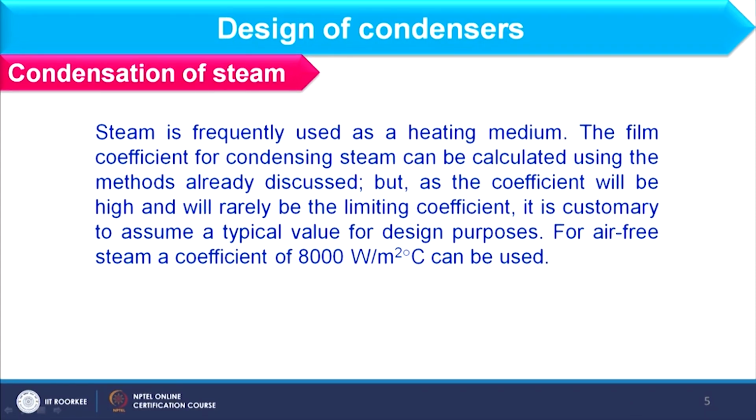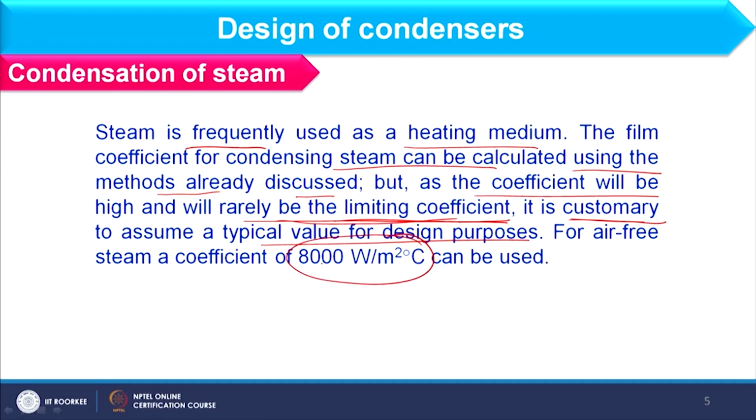Now, steam is frequently used as a heating medium, and the film coefficient for condensing steam can be calculated using methods already discussed, but as the coefficient will be high, it will rarely be the limiting coefficient. It is customary to assume a typical value for design purposes, because the condensation of steam coefficient will be higher in comparison to whatever methods we have discussed. So, usually we consider a typical value which is around 8000 watt per meter square degree Celsius as the coefficient of the steam.